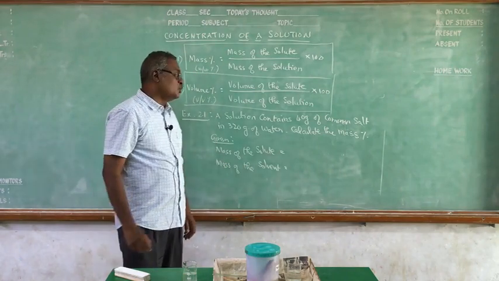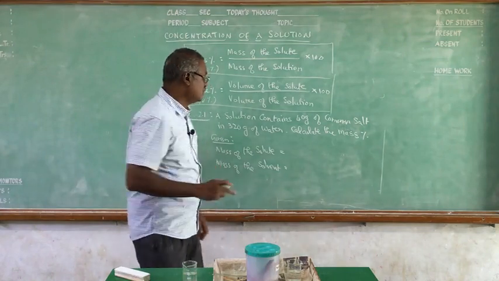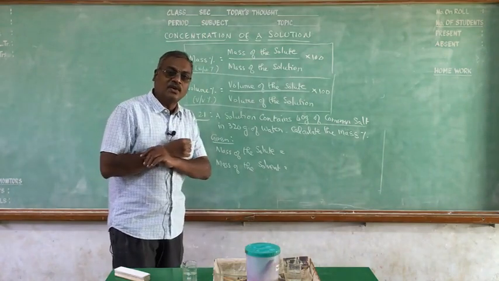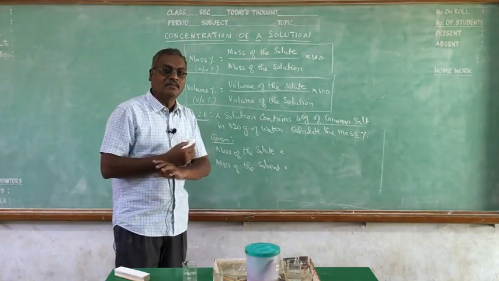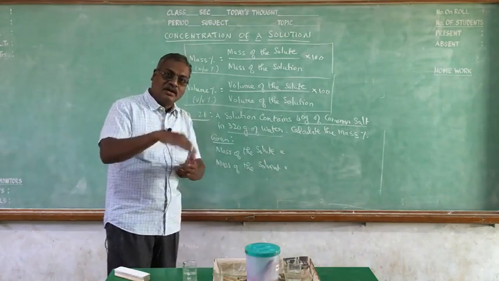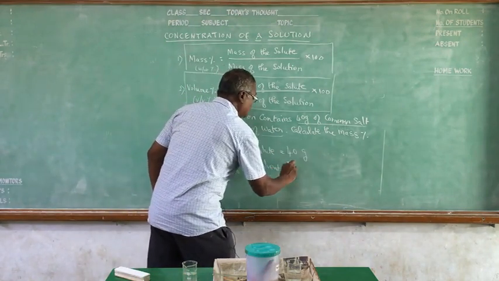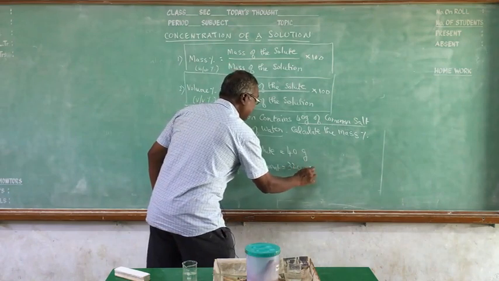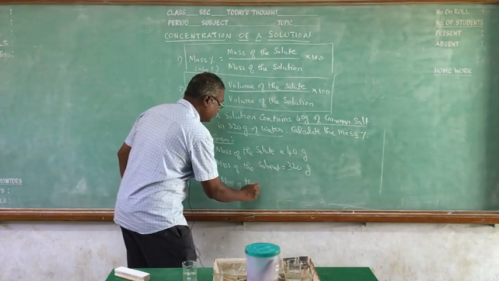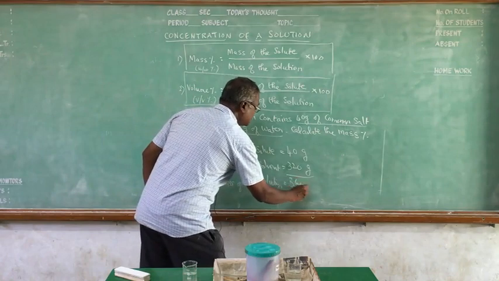Now you tell which is the solute. The substance which is present in smaller amount is the solute. So here 40 gram of sodium chloride, which is dissolving, is the solute. And which is the solvent? Water only dissolves it, so water is the solvent, 320 gram. Therefore, first you find out the mass of the solution. The mass of the solution is the sum of these.